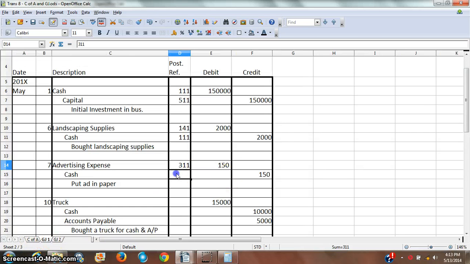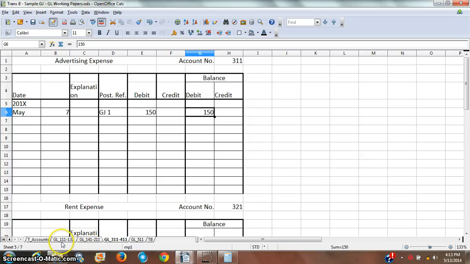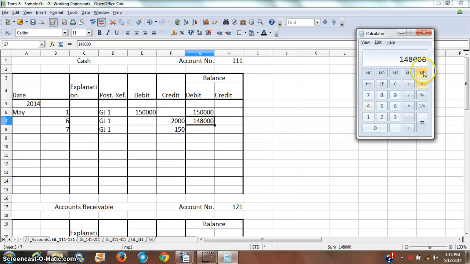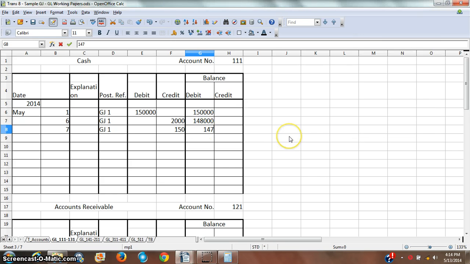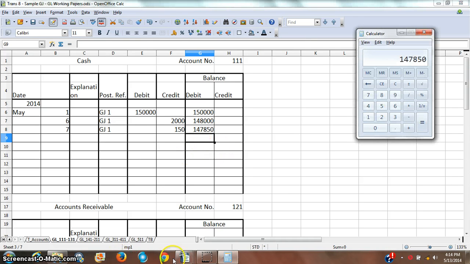And yep, I've got the right posting, and then I'm going to do cash. By now I've learned that's account 111. 111 there, over to my general ledger. There's account 111. And this is again May 7, General Journal, 150. So now this is not a zero balance. I'm going to have to subtract: $148,000 minus $150 leaves us with $147,850. That's what I have in my cash account.